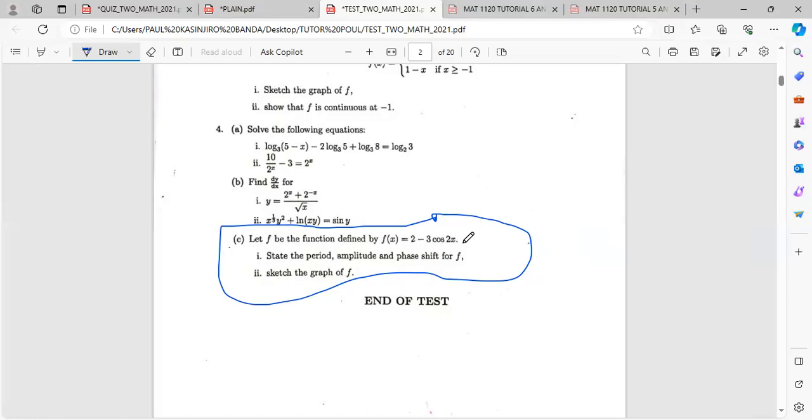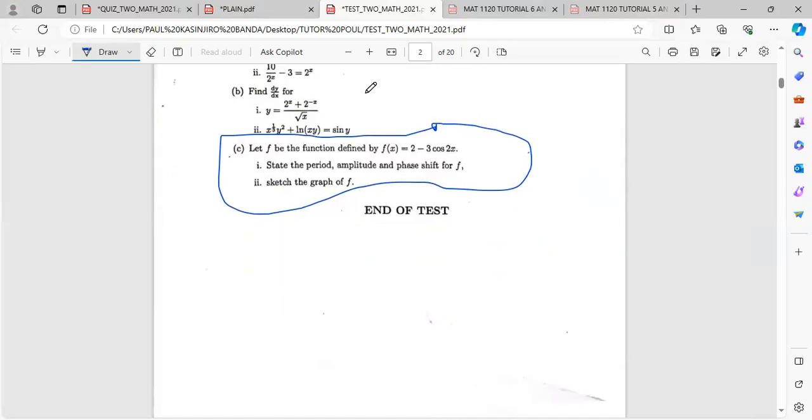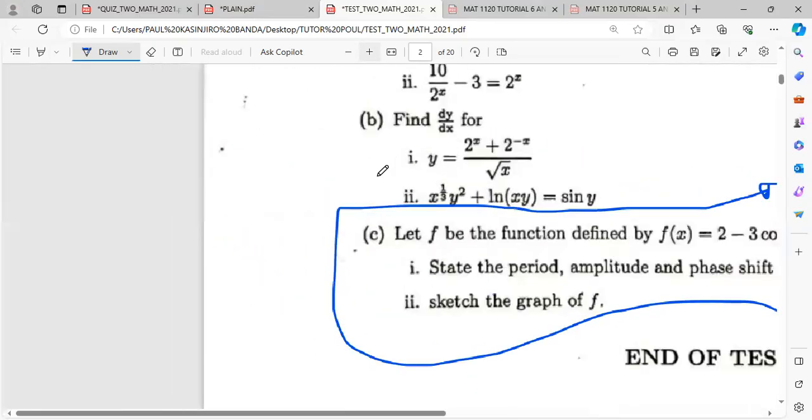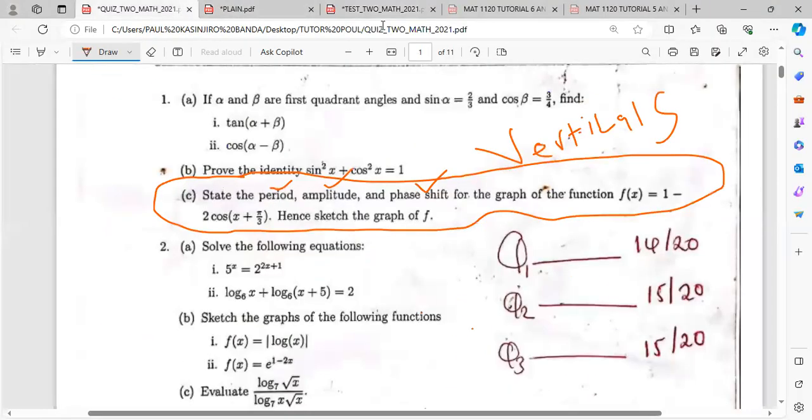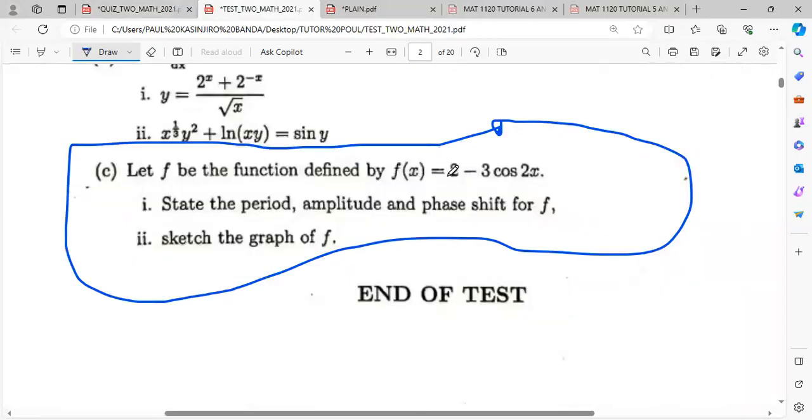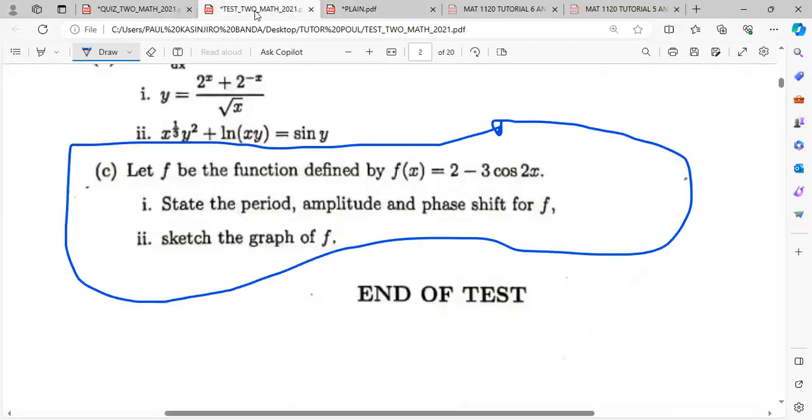Okay, so let's find the period. So we are dealing with this question. Okay, so what function do we have here? Oh, this was the last question. We have f of x is equal to 2 minus 3 cos 2x. Okay, so that's the question there.